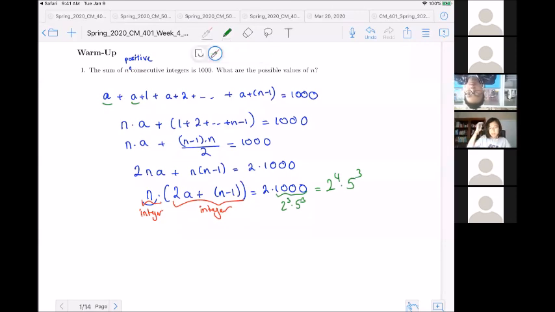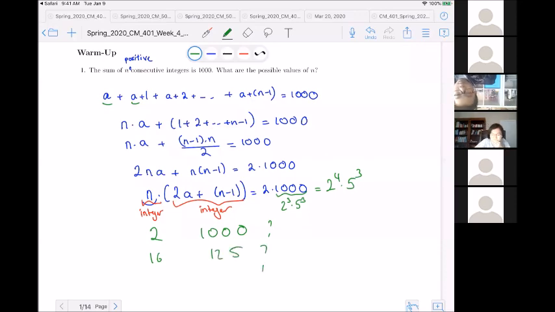Now, let's take a look at what's going on in this part, right? So for example, the possibilities can be, I can have 2 here, and then I can have 1000 here, right? Or I can have 16, okay? And then I can have 125. But we are going to see which ones are going to work, right? Okay? Now let's check it out, okay?